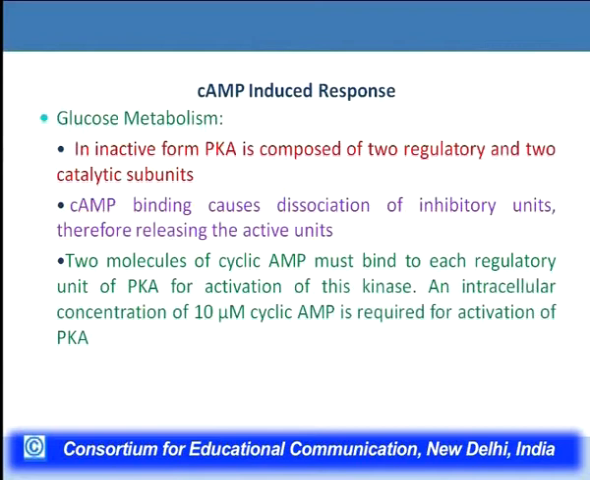For this activity to happen, there has to be a specific concentration of cAMP present in the cell, and a concentration of about 10 micromolar cyclic AMP is required for activation of PKA. A low level of cAMP is always present in the cell, but it has to reach a certain limit, about 10 micromolar, for it to activate the enzyme protein kinase A.